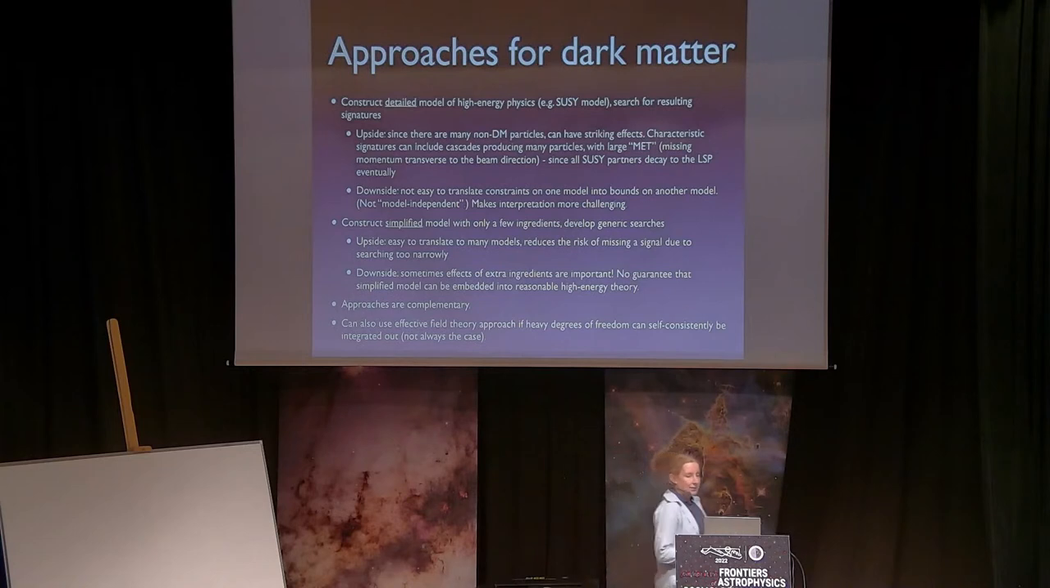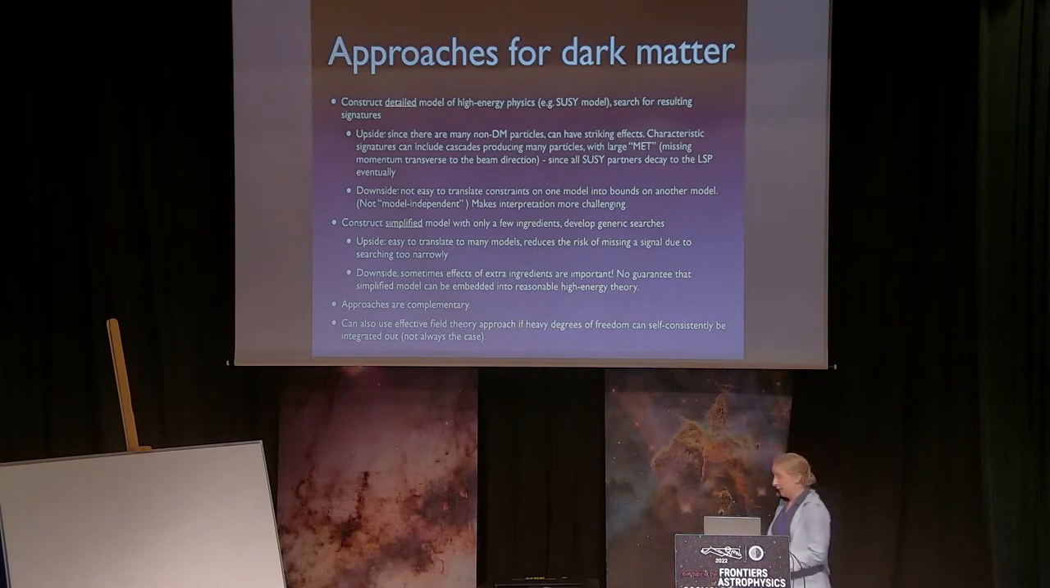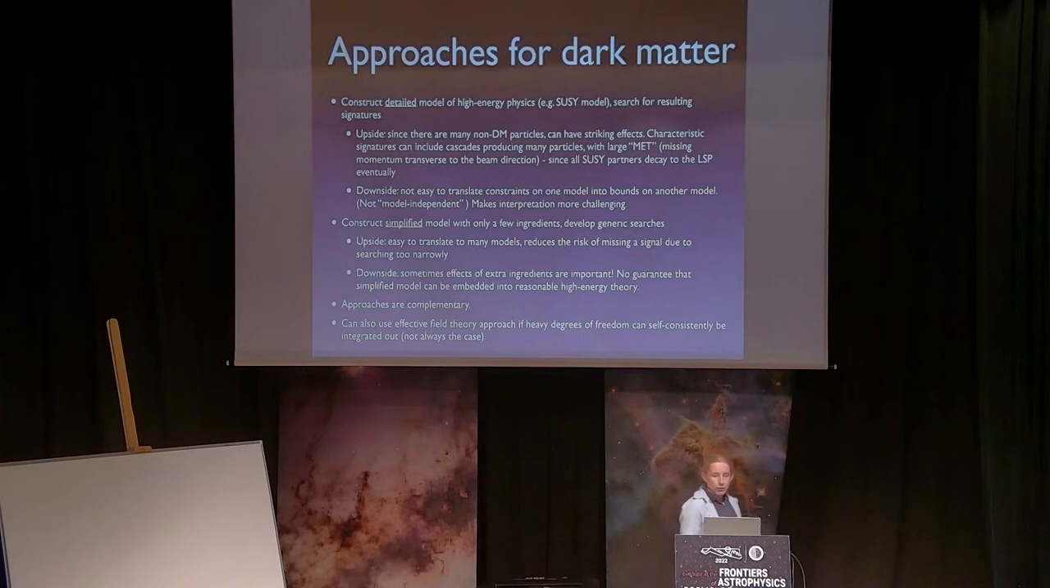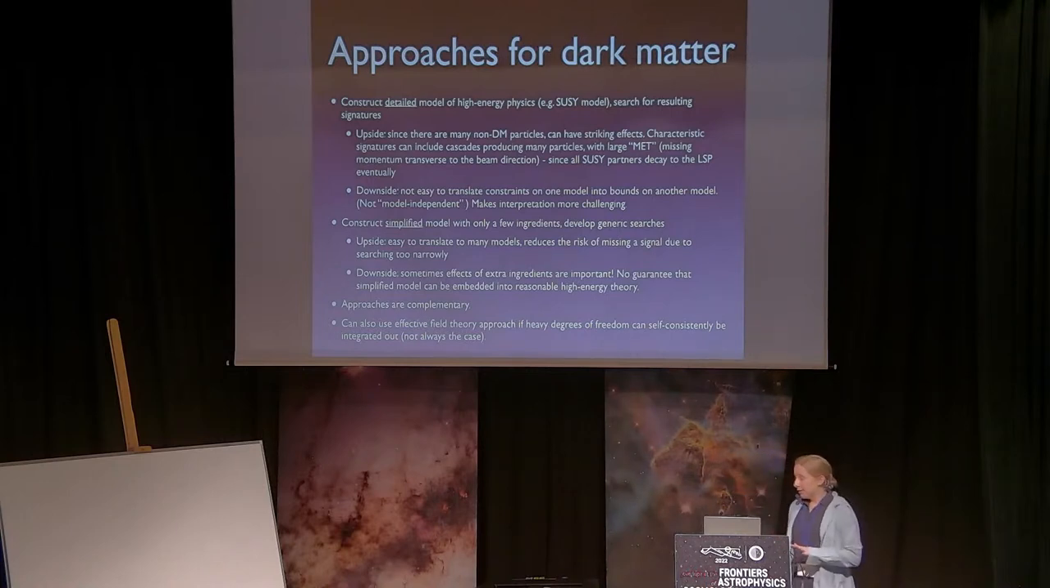Now, the upside is, in SUSY models, there are lots of non-dark matter particles. There's a partner for every standard model particle. And that can have really striking effects. So for example, characteristic signatures of supersymmetry can include cascade decays, where you produce a heavy supersymmetric particle, and then it decays all the way down to the lighter supersymmetric particle, producing lots of standard model particles on the way. So that can be a signature that involves lots of standard model particles and a significant amount of missing energy and momentum.